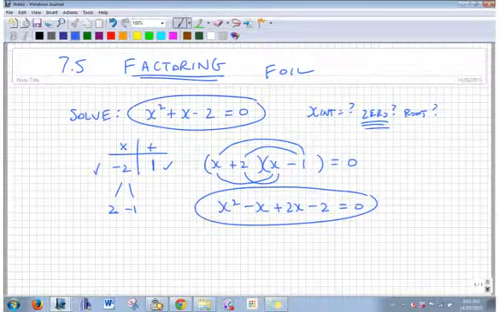I said it in grade 10, I'll say it again. You should never make a mistake factoring because you can always check it. You don't need to look at the answer. You just check it. Can I collect these x's?